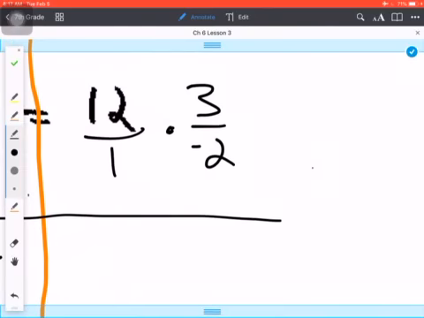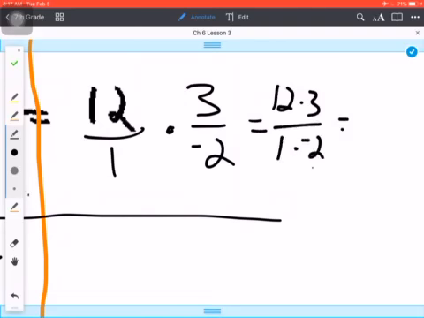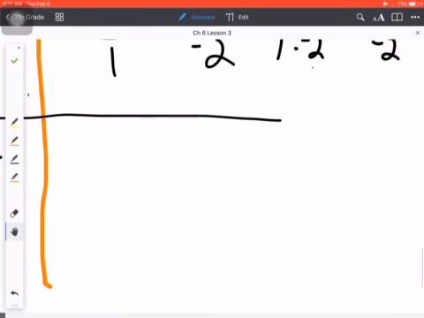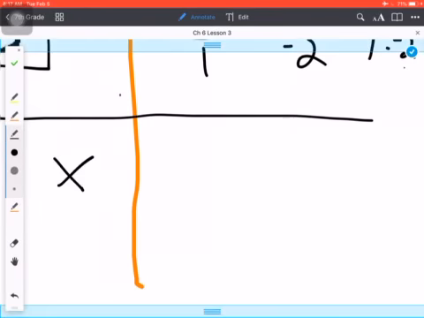Now, on the right side here, I don't have to worry about the division process because it's already in multiplication. So this numerator now would be 12 times 3, and the denominator would be 1 times negative 2. 12 times 3 is 36. 1 times negative 2 is negative 2, and that simplifies to negative 18.